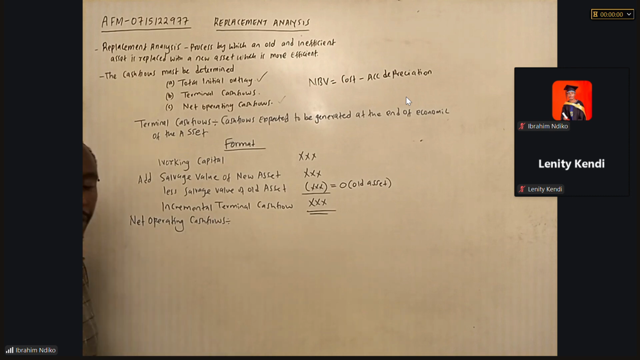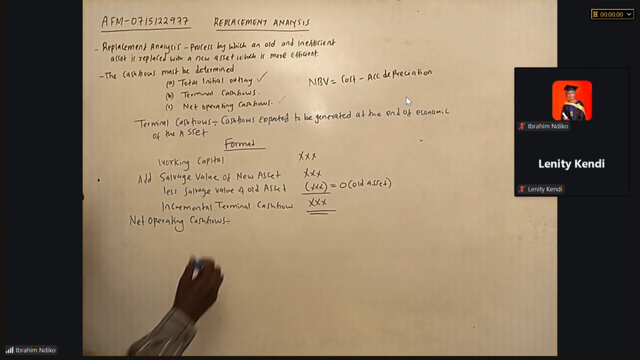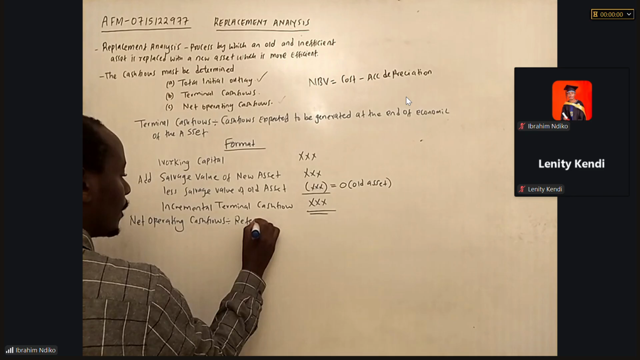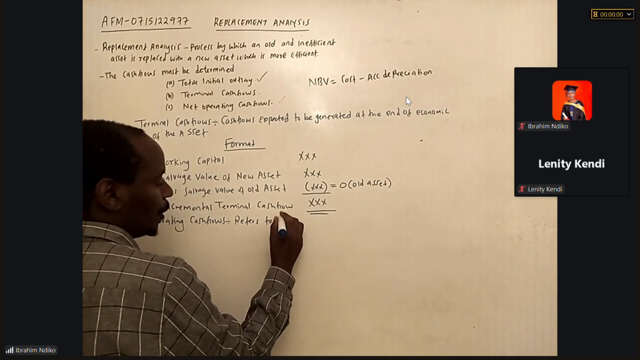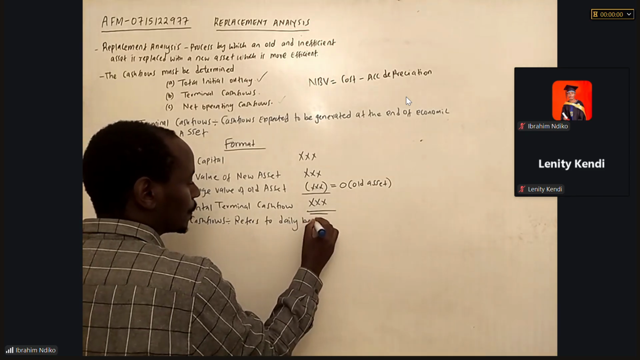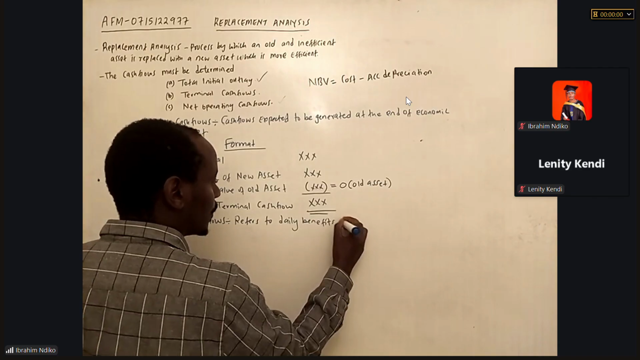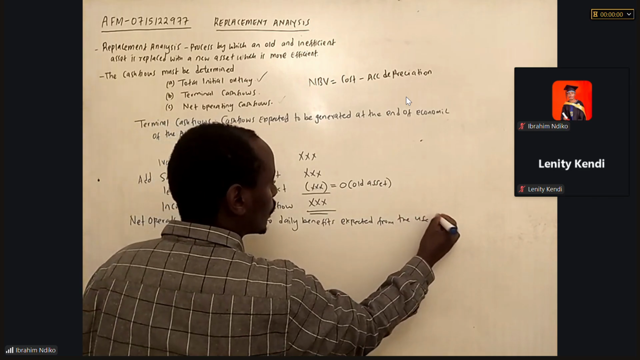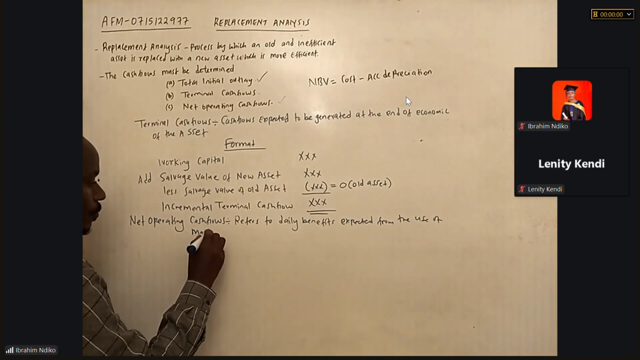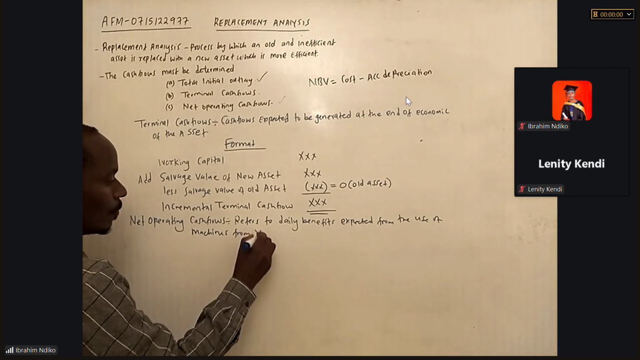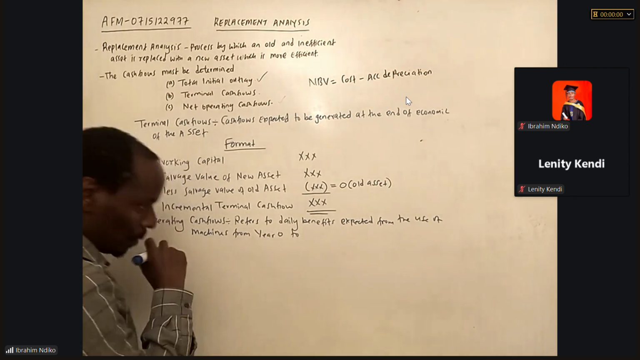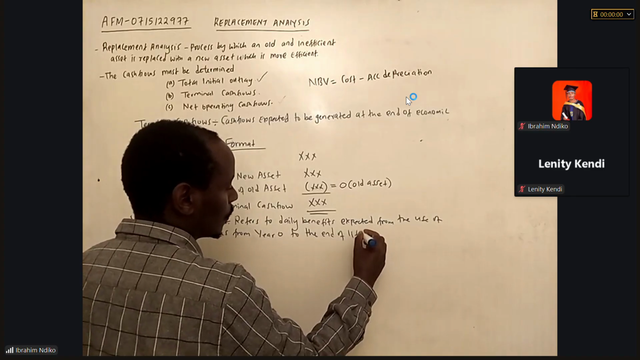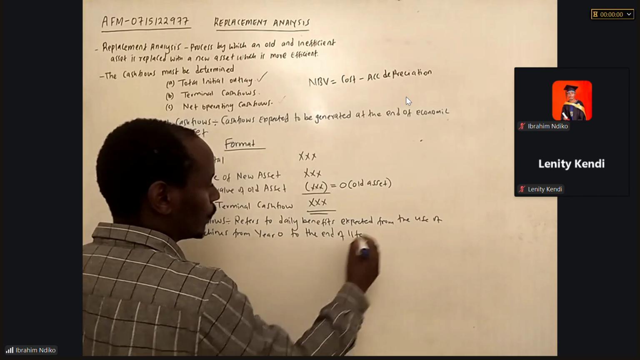Now this is the daily revenue that we expect from the machine. It refers to the daily benefits expected from the use of the machine, from year 0 to the end of life of that asset.